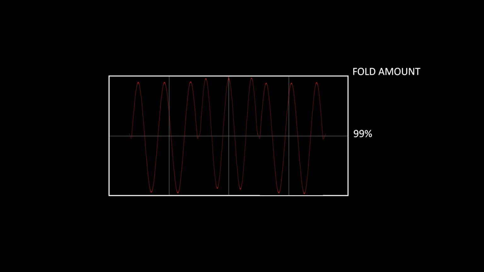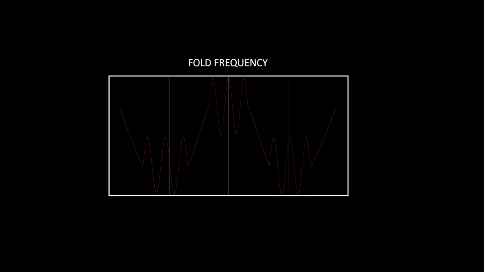The second parameter is called fold frequency. Now if we look here at the waveform where we have a fold amount of 50%, literally fold frequency is what it is. It is changing the frequency of that secondary waveform.